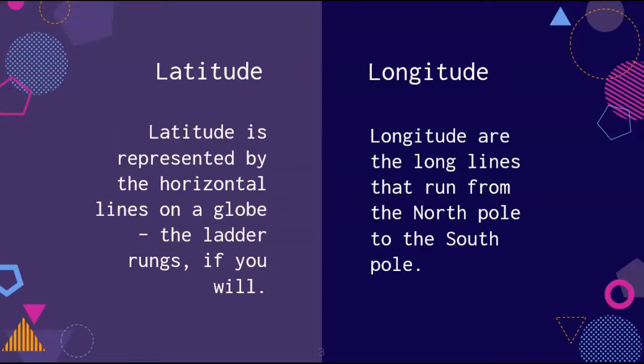Lines of longitude, so now we're talking about longitude, extend from pole to pole. Each line is measured in degrees as well, with the starting line being the one that runs through an English town called Greenwich. That's at 0 degrees longitude, and it's also called the prime meridian. You can go east or west around the planet from there.